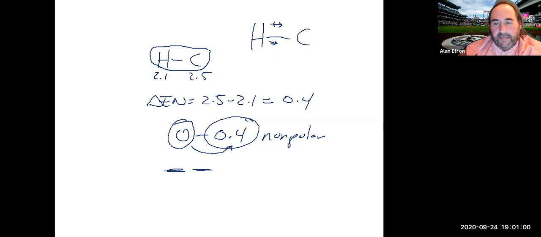So yes and no to your question. There really is a slight difference in those electrons, but it's considered nonpolar. And that's why you usually wouldn't draw the arrow. Some people do, but most people won't draw the arrow for it because it's technically considered nonpolar. Great, thank you.